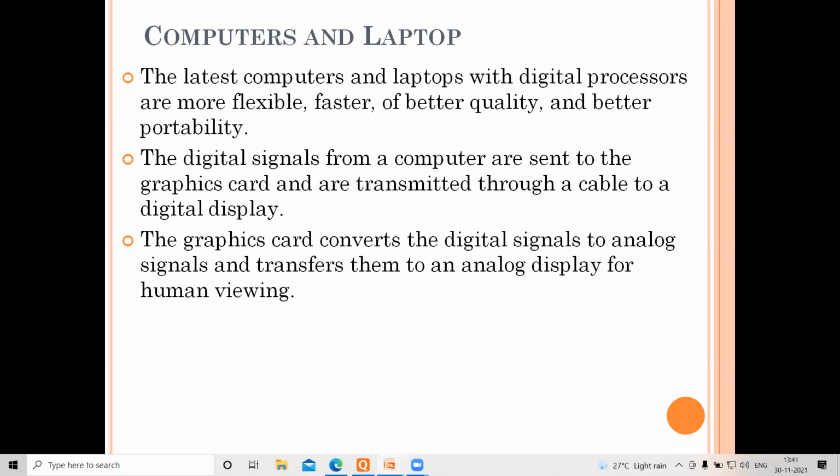Next, I'll not get into much, you all know this. The computers and your laptops, your latest computers and laptops, maybe i6, i7, i9, are very flexible and faster. They give you better quality and better portability. All that's because of the application of digital signal processing. You're able to process your information. That's the importance of hardware.